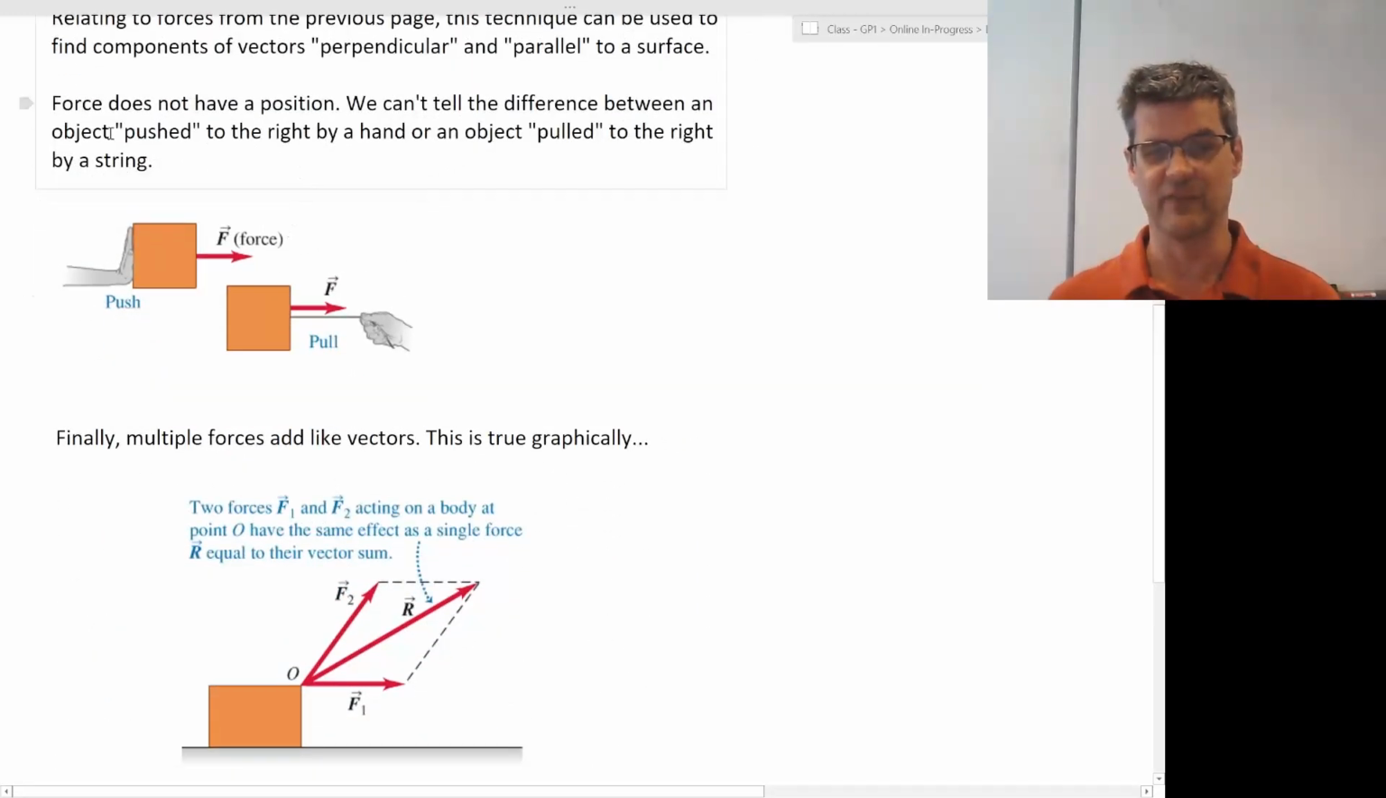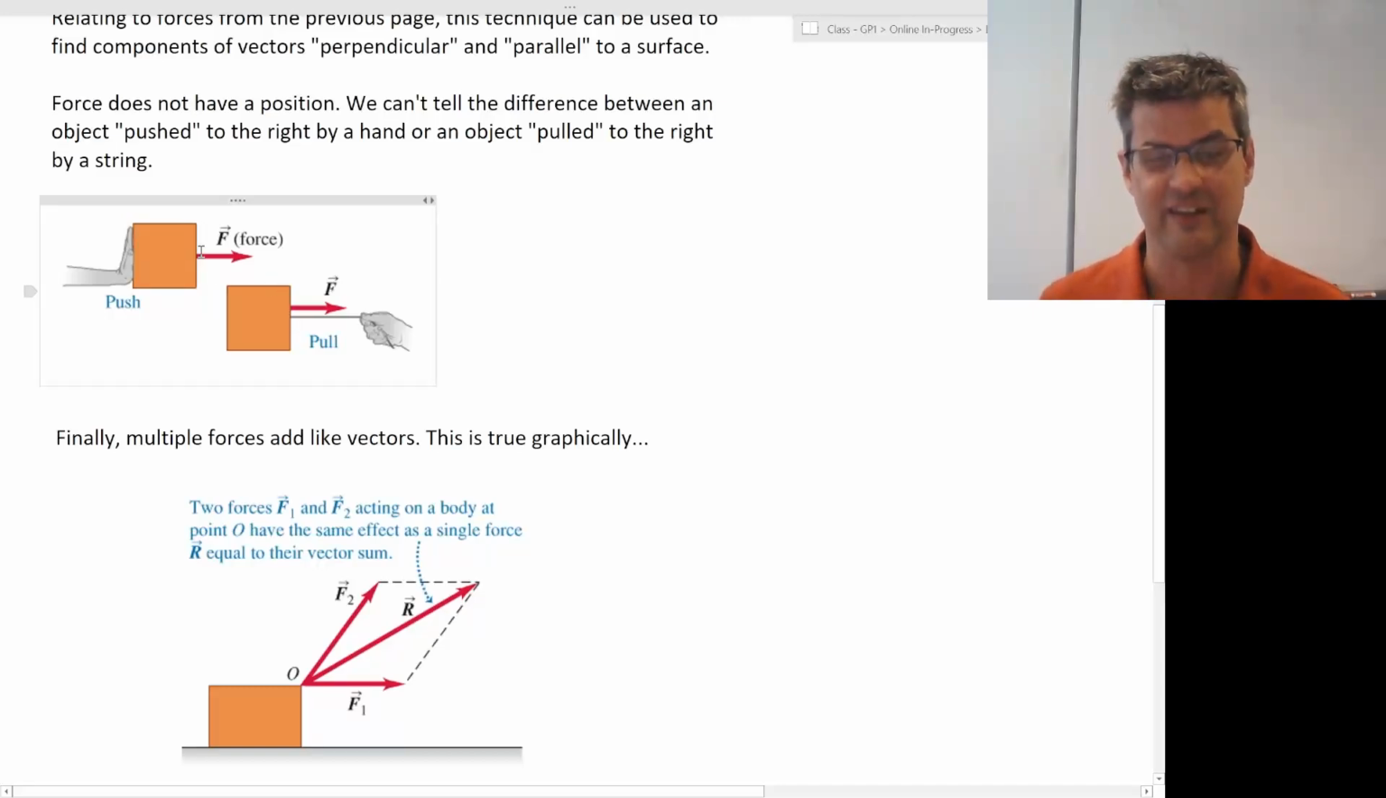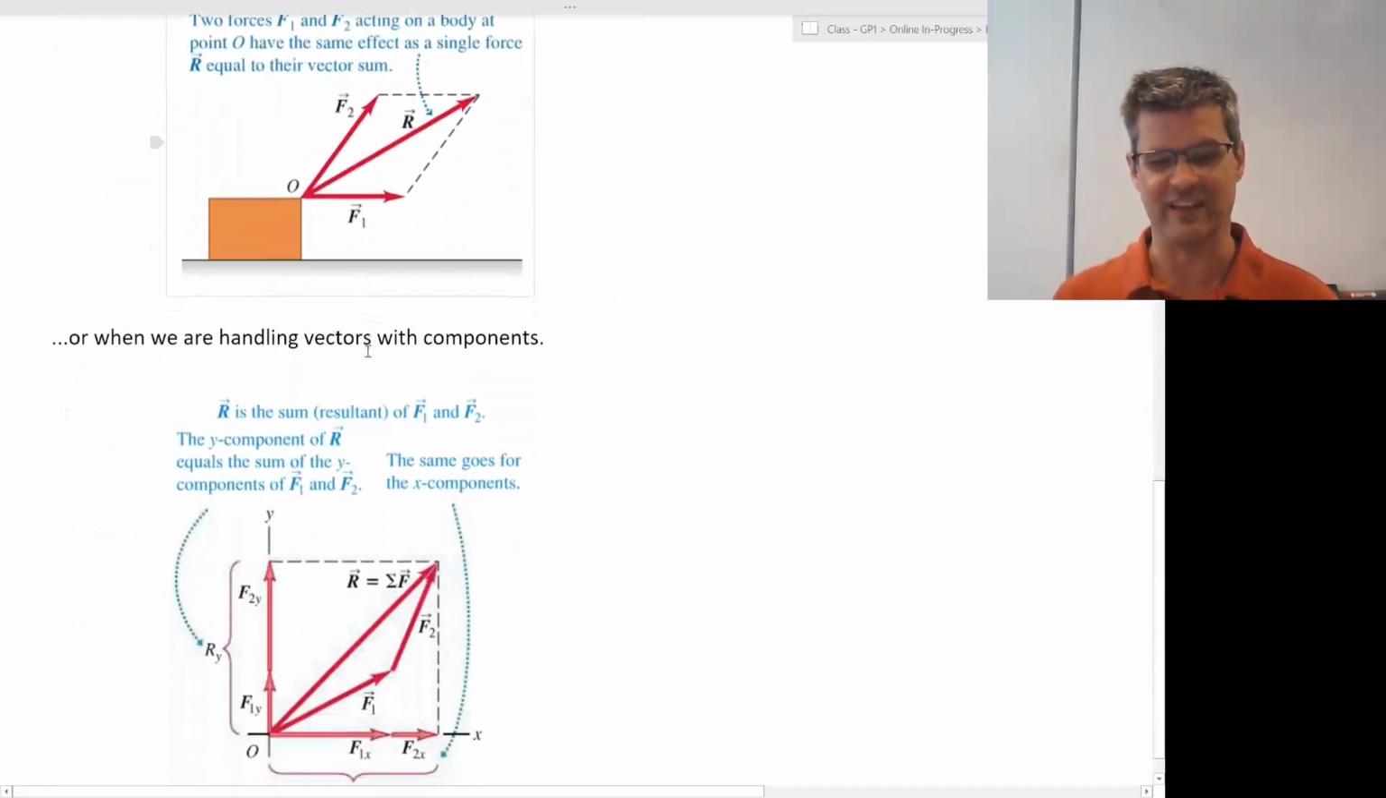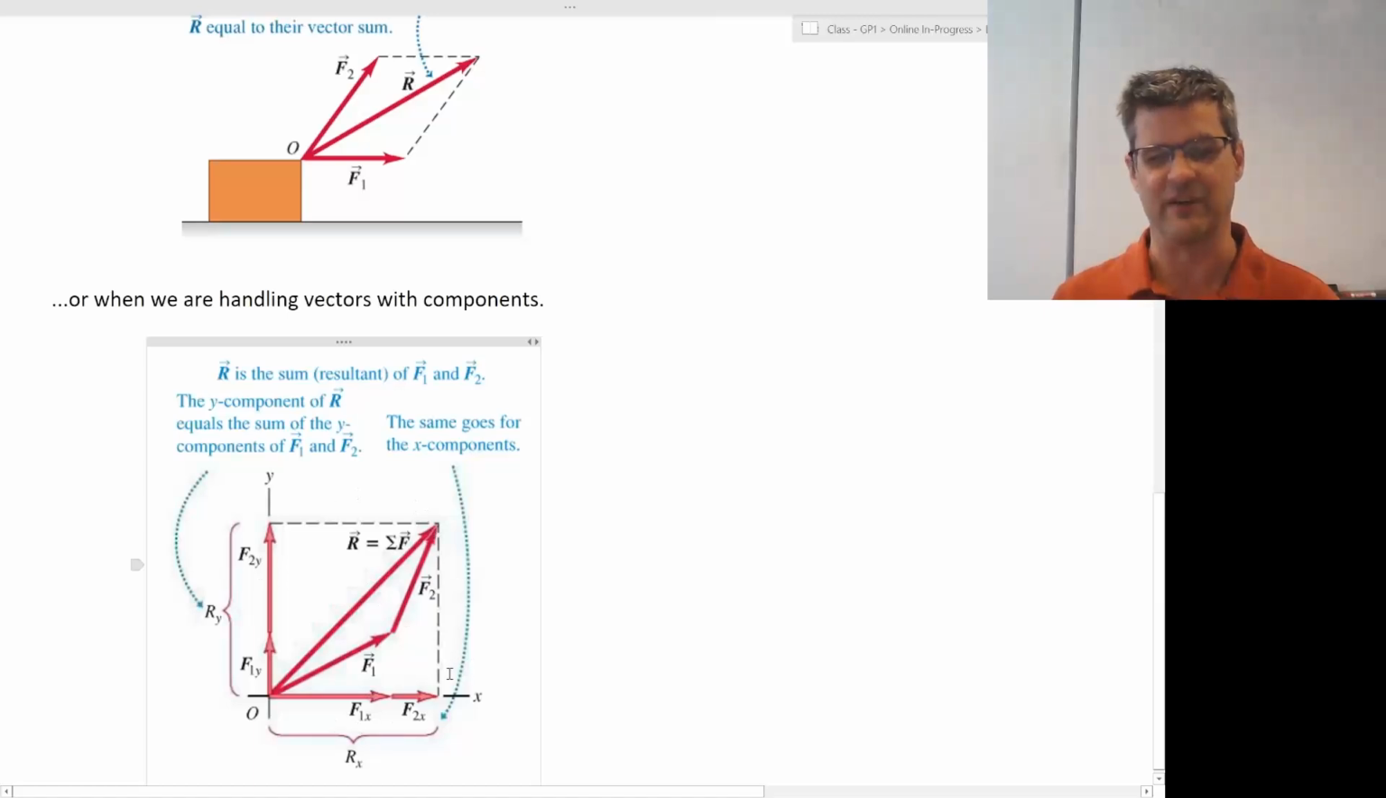Similarly, force does not have to have any position. If we wanted to handle force as a pushing phenomenon, or as a pulling phenomenon, that's all fine. Vector quantities don't have position. They only have magnitude and direction. All of these forces add just like vectors, and we can resolve them in the typical ways that we worked with vectors in the past.